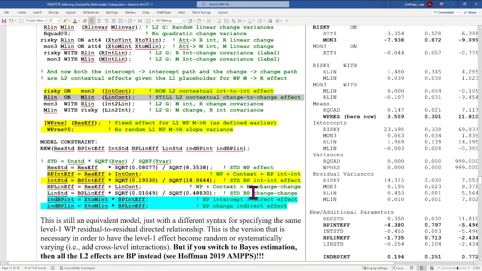So as before, I am going to add within and contextual of each kind to create between level versions of these slopes. Note that it is the same within slope that gets added to both. So res f is the within level relationship between monitoring and risky behavior. I need that plus the intercept contextual effect to get to the full intercept slope that is between. I need the same residual relationship plus the linear change contextual relationship to get to the full between relationship between the change factors.